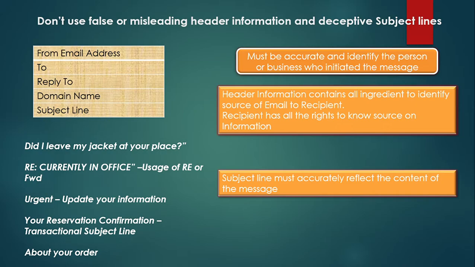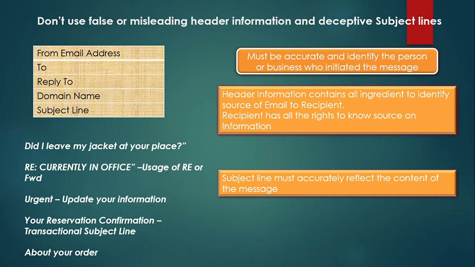Header information contains all the ingredients to identify the source of an email to the recipient. The recipient has every right to know the source of the information. So the subject line and all these ingredients play a very important part in judging the validity of a particular email.